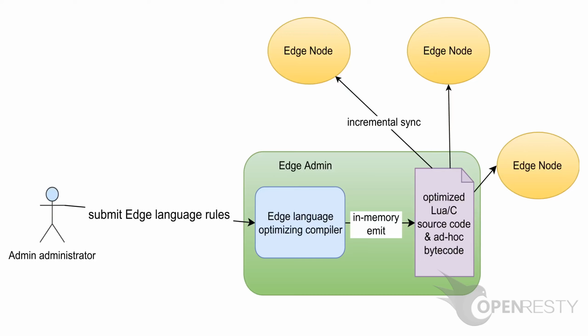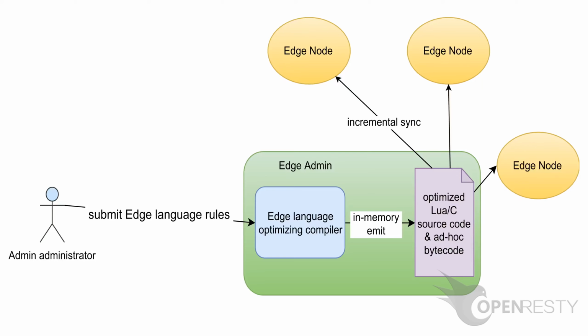Today I demonstrate another cool feature in OpenResty Edge. That is, how to use our rule-based domain-specific language, the Edge language, or EdgeLang for short. The user can use EdgeLang to write complex gateway rules for custom authentication, request and response rewriting, dynamic upstream routing, and many more. The rules usually run much faster than handcrafted Lua code.